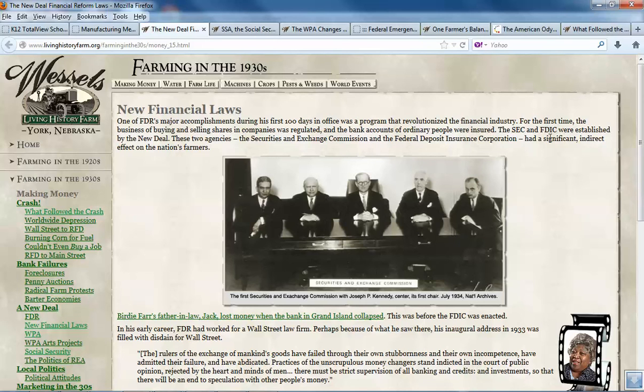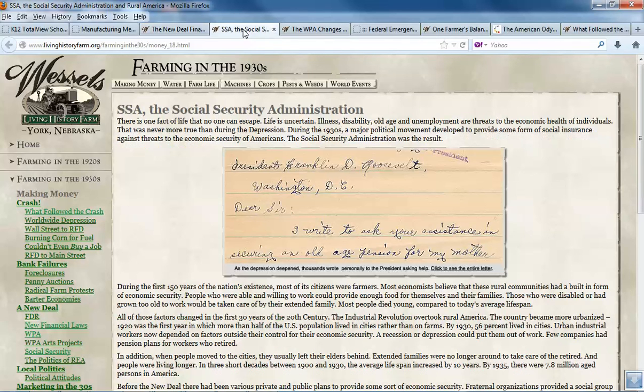So we have things like the FDIC, which ensures people's deposits in a bank. So if you have money in a bank, your money is actually insured by an insurance company. In case that bank goes out of business, you will get your money back. So this is an example of financial reform.